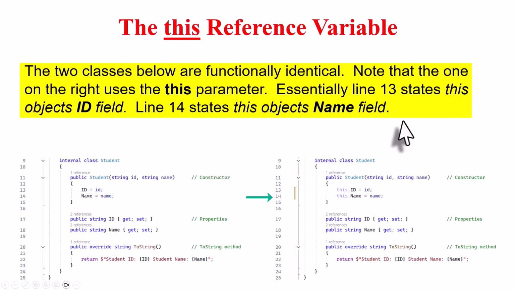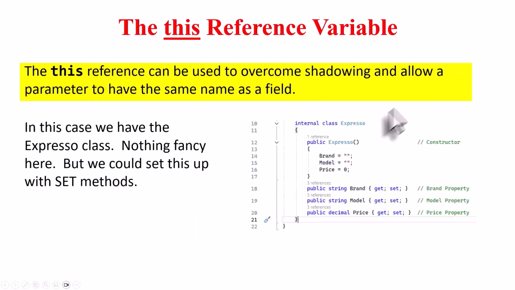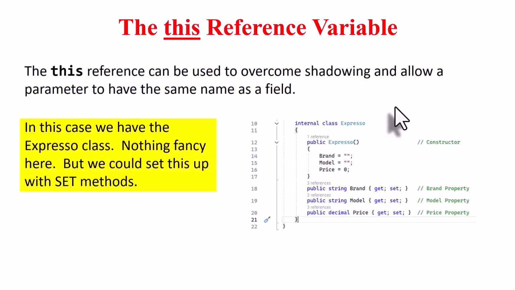We're talking about those particular things. Otherwise, they're identical. The this reference can be used to overcome shadowing and allow a parameter to have the same name as the field. In this case, we have the Expresso class. Nothing fancy here, but if we set this up with set methods, we can do something with it. Right now, programmers tend to set things up like this, but if we needed to expand on this, we could make some changes to it.